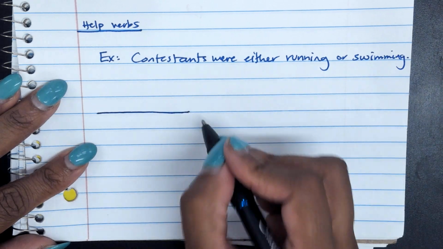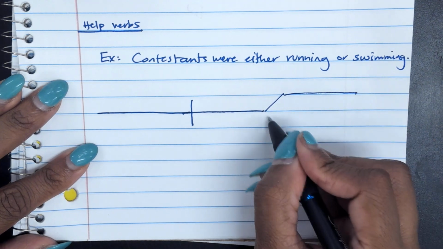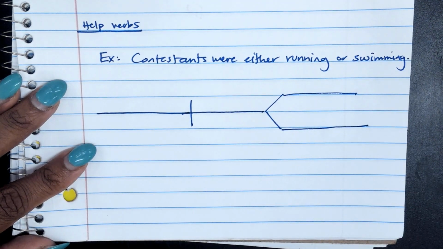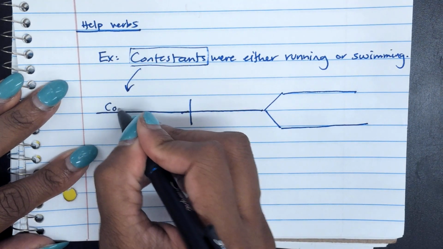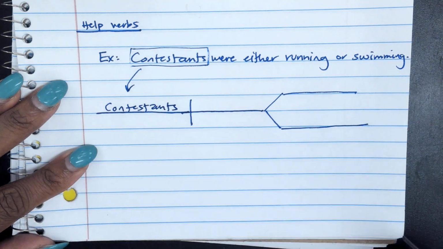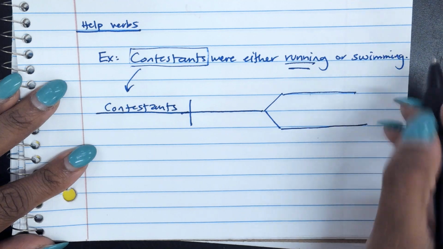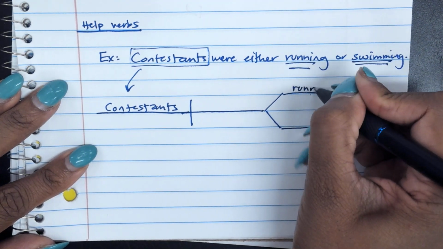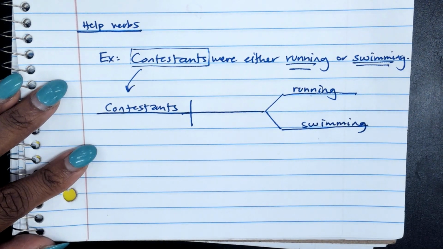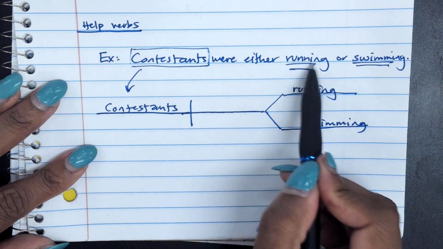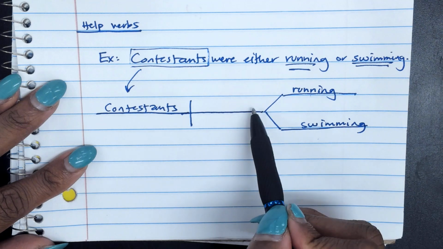Go ahead and draw your baseline with your vertical line and your horizontal lines that fork off from the baseline. Our subject again is contestants. On our horizontal lines, we have the main verbs, running and swimming. Now, because the verb were belongs to both running and swimming, we have to go ahead and put it on the line to the left of our horizontal lines.